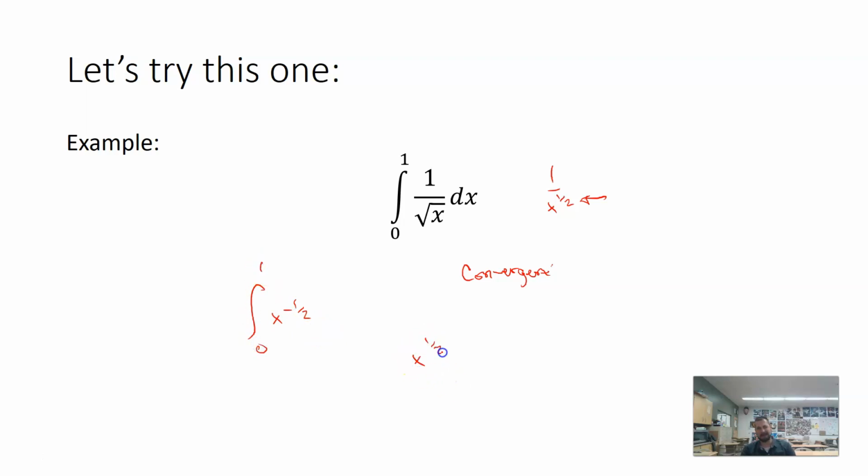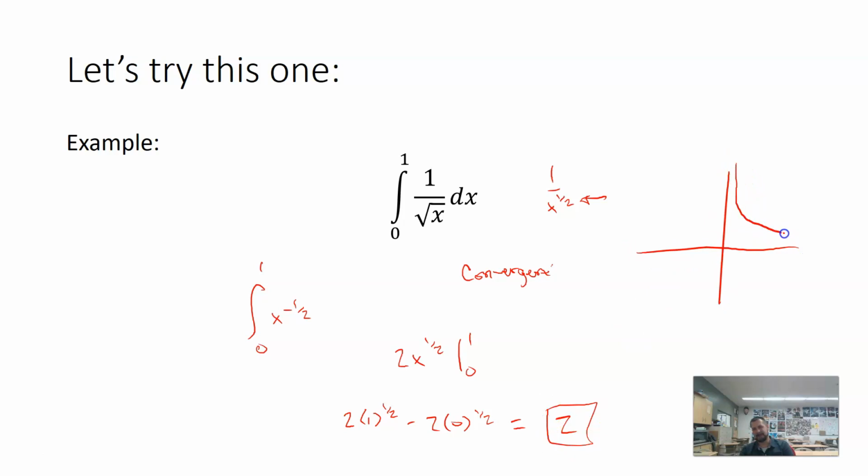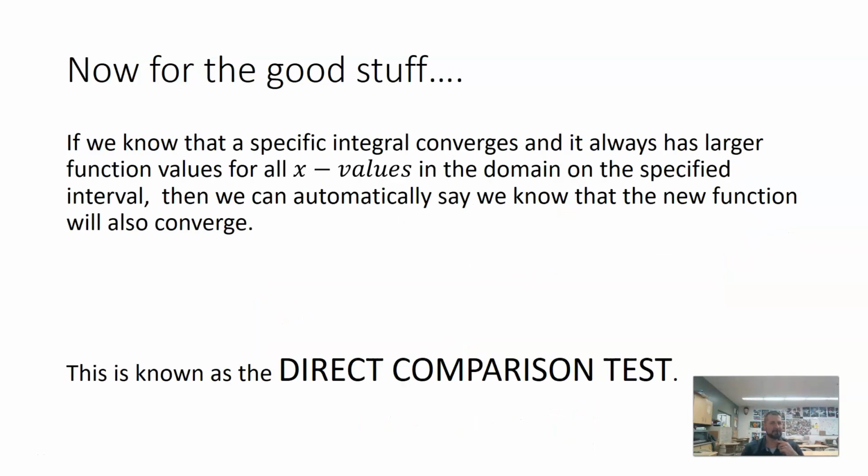So I get x to the positive 1/2 divided by 1/2, which is the same as multiplying by 2. And we do the integral from 0 to 1. So I get 2 times 1 to the 1/2 minus 2 times 0 to the 1/2. 1 to the 1/2 is 1, times 2 is 2. So I would find out that that area is 2. Again, this graph would kind of look something like this, okay? And I would just be finding this area. And because that power is less than 1, I can now say the exact opposite is true. I can tell that that's convergent.